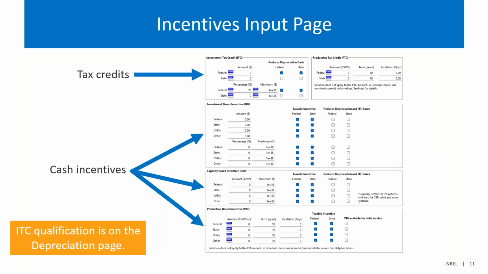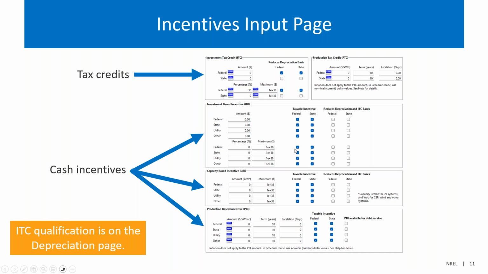So here's a screenshot of the incentives input page. This input page is the same for all of SAM's financial models. The top section has 2 columns for tax credits for the ITC and the PTC. You can see that you can specify credits for both federal and state taxes. And then for the ITC, you can specify whether the ITC reduces the depreciation basis or not.